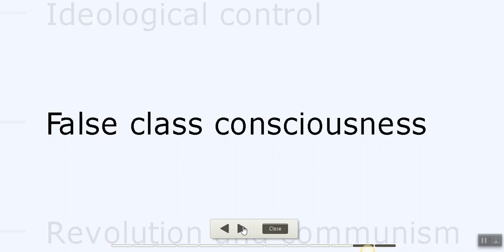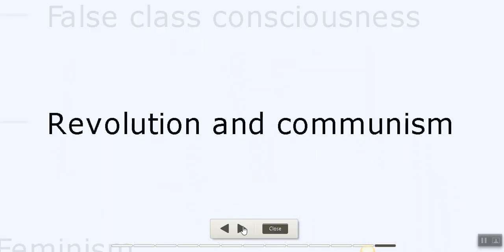Même la situation dans laquelle je vis, peu importe l'exploitation à laquelle je fais face, je peux considérer ça comme normal parce que there already has been an ideological control. Ça veut dire que la ruling class commence à contrôler la way of thinking of people. Donc, when we start to control the way of thinking of people, this leads to false consciousness. Ça veut dire qu'il ne connaît pas en réalité la situation, les inégalités auxquelles il fait face. C'est ça, false consciousness. Okay.